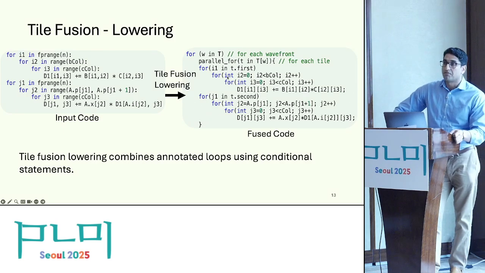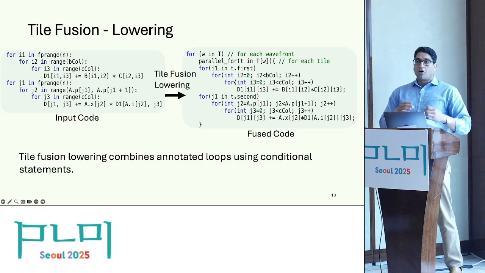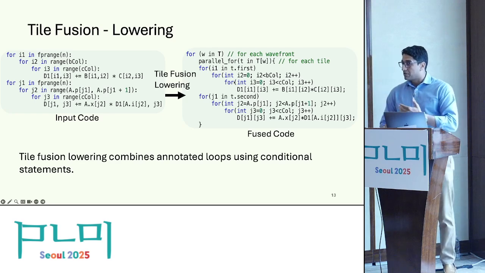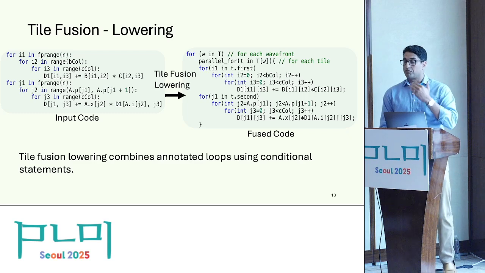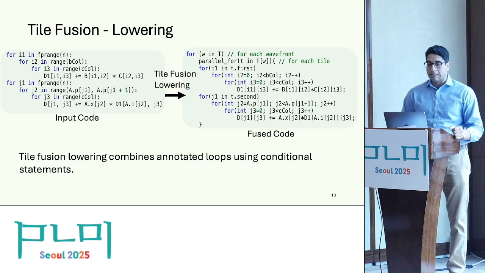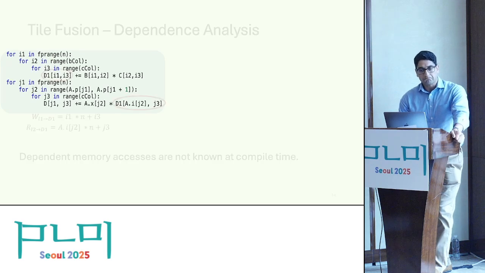basically loop bounds that are defined at runtime. The reason for this is that it causes a conditional statement that we can populate at runtime to make sure that those iterations that are fusible are there. So that's basically what the tile fusion lowering is. And we will see how that T is calculated, which is pretty much the schedule.